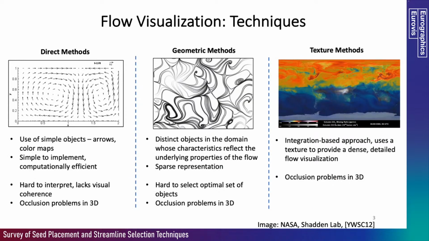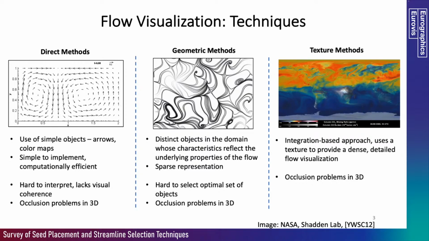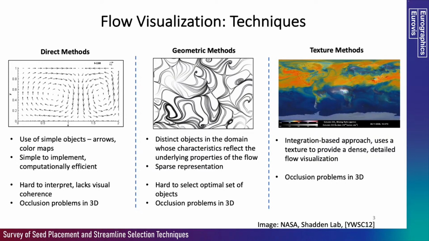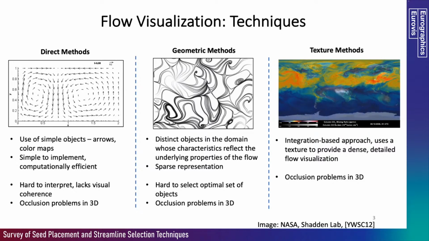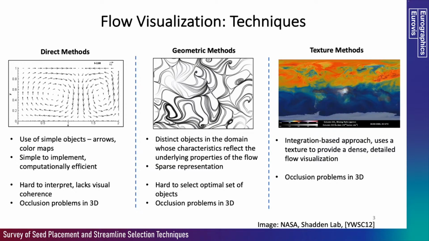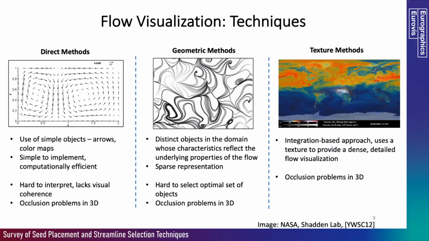Now, flow visualization and analysis can be performed in multiple ways. There are direct, geometric, and texture-based methods. Direct methods use things like arrows and color maps. An example of that would be the image on the left. Geometric methods use distinct objects to convey information about the flow. For example, consider a curve being used to represent the trajectory of a particle moving with the flow.